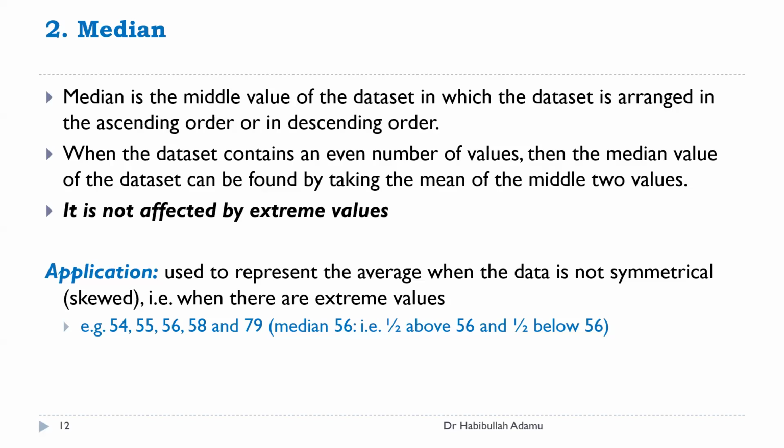we have here on the screen the weights of 5 adults: 54, 55, 56, 58, and 59. The median is 56. So that means half of the values are above that 56 and half are below that 56. So in practical terms, that is what it means.